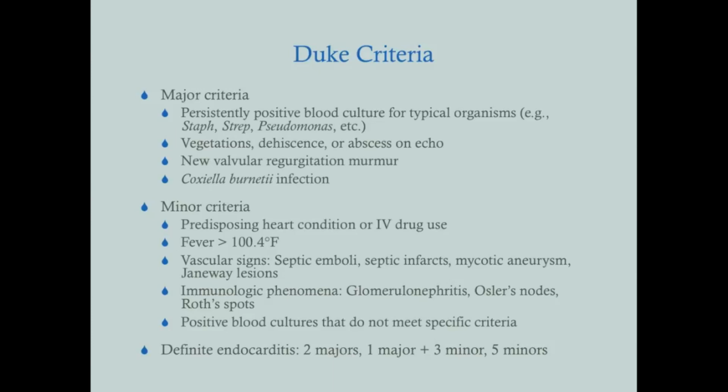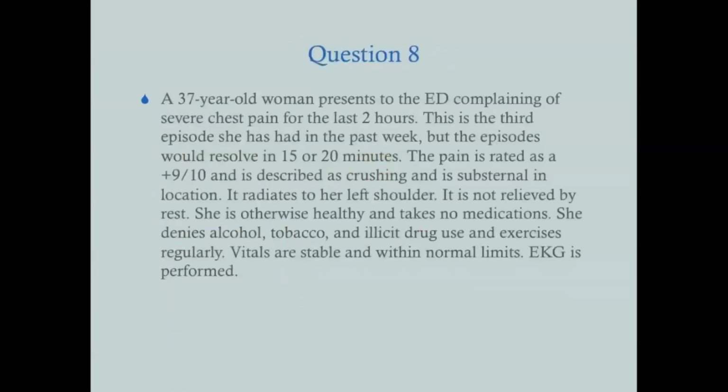Okay, so let's go on then to this is what this patient had. So our patient had 2 majors and 2 minors, so he definitely had endocarditis. He had the new murmur, he had the vegetations on echo, so that's enough to satisfy the Duke criteria.